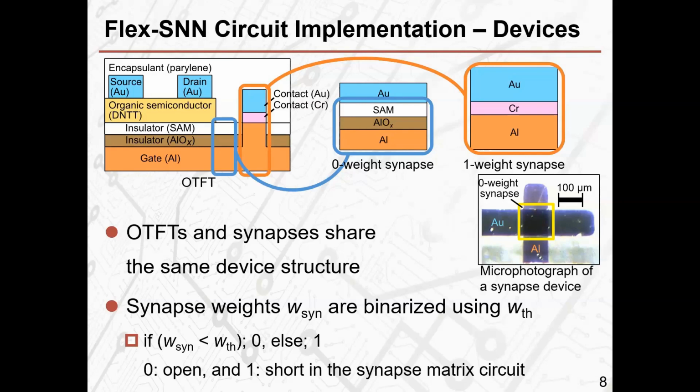And in the Flex-SNN circuit, the synapse weights are learned as decimals and binarized using WTH. Specifically, in binarizing, if the decimal weight is smaller than the WTH, then the binary synapse weight becomes 0, and otherwise it becomes 1.